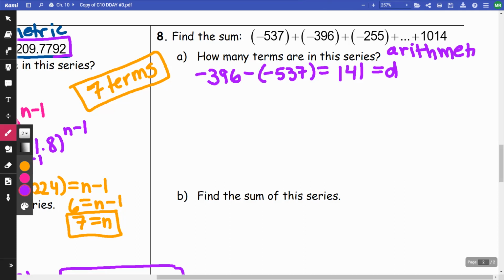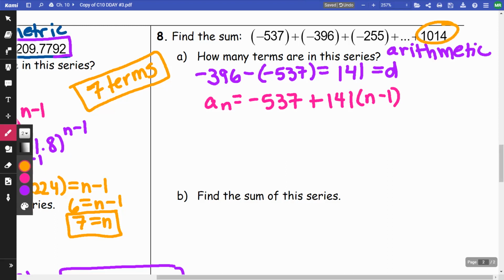So I'm going to go through kind of the same process I did in the other one. How many terms are there? So to figure out how many terms, I'm going to do A sub n is equal to negative 537. I am adding 141 n minus 1 times. Okay. Now I want to figure out what term this one is. So I'm going to put in 1014 for my A sub n. I get negative 537 plus 141 times n minus 1.